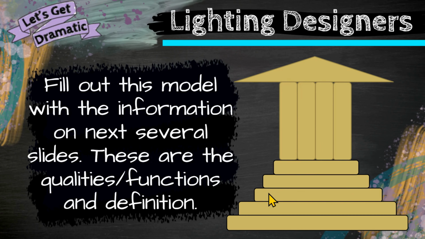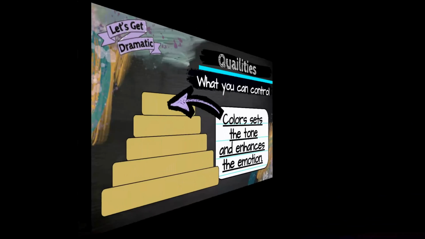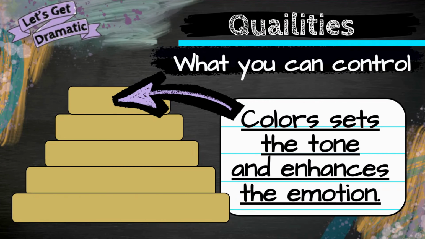So fill out this model with information on the next several slides. These are the qualities, functions, and definitions. Qualities: what you can control. I'm going to keep this up for each of the slides that are defining qualities just as a visual reminder of what we are talking about.